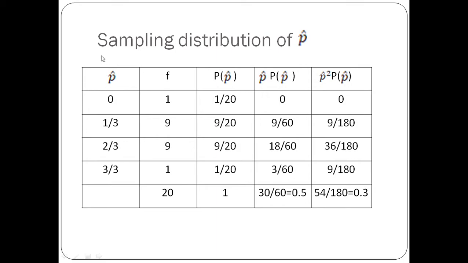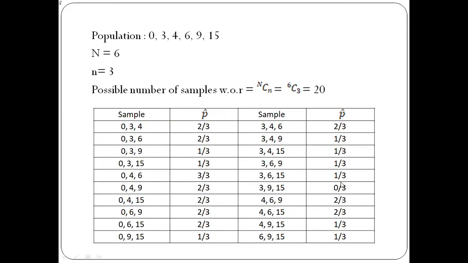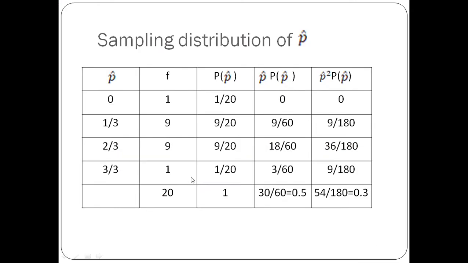For the sampling distribution, first we will write all possible values of p cap in the first column. So the possible values are 0 by 3, 1 by 3, 2 by 3, or 3 by 3. There is no other value other than this. So these are all possible values. Now we will write the frequency. Again, I have told you that frequency is the number of occurrences.